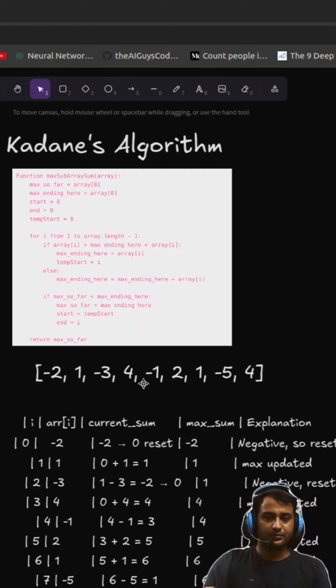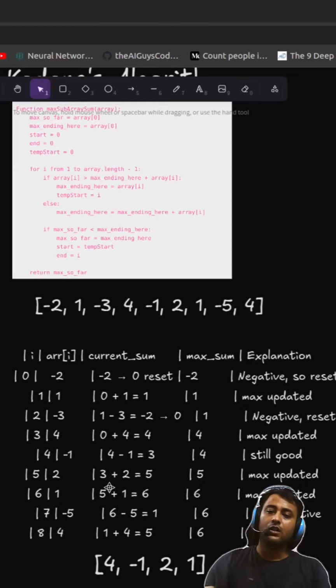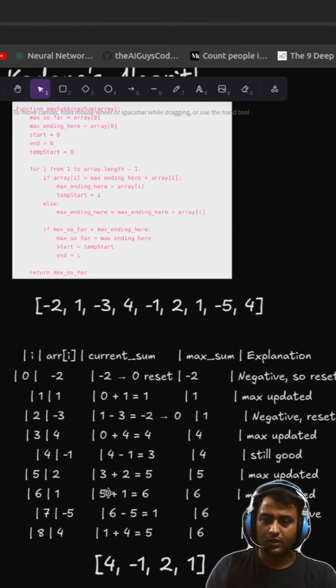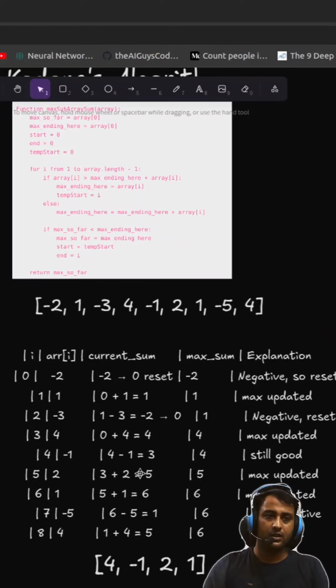Okay, then we have 4. Then we have -2. Okay, so current sum is 3 plus 2, 5. So now our maximum sum is 5. Okay, so far. Then after that, you have 3. 3 plus 2 is 5, and then we have 5 as our maximum sum.